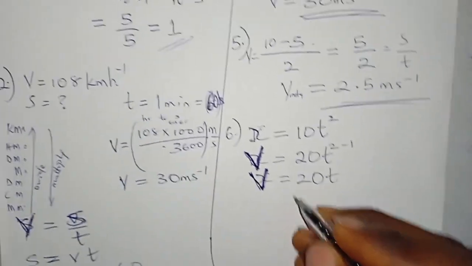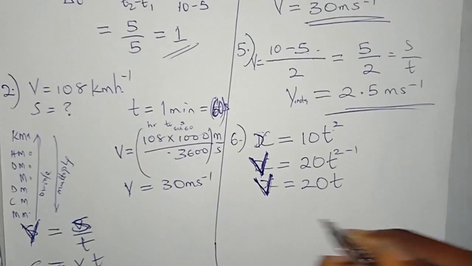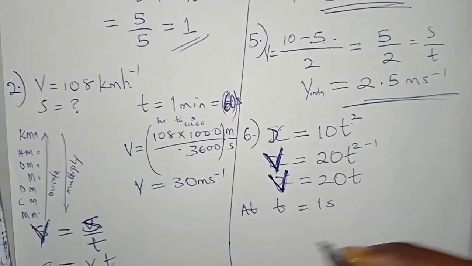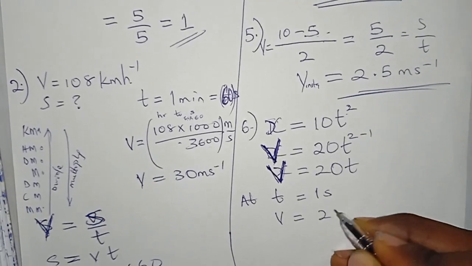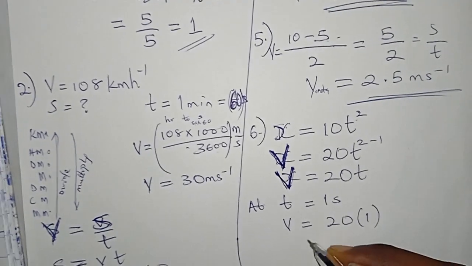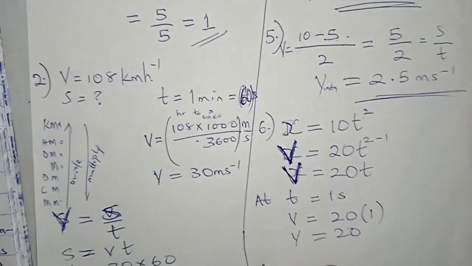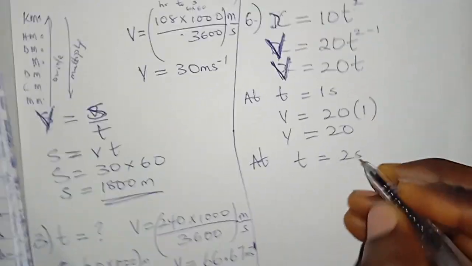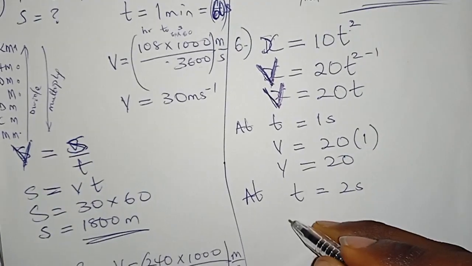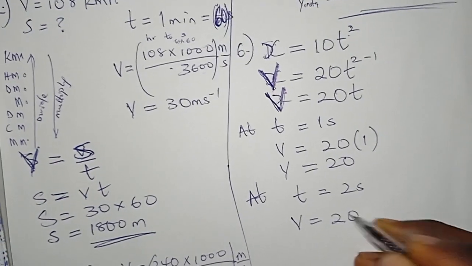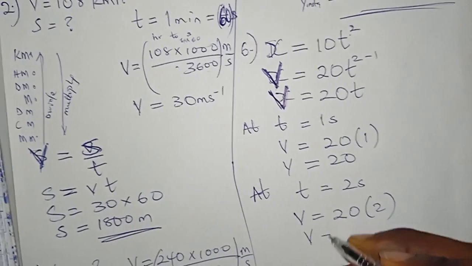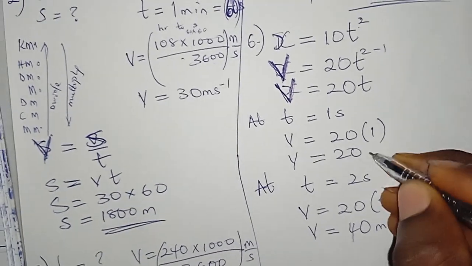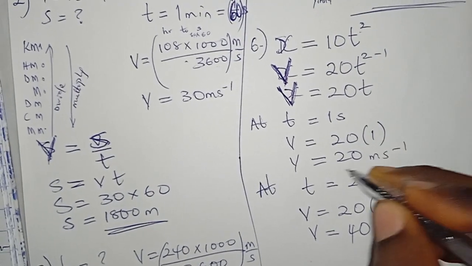They say find the instantaneous velocity when t equals 1 second. So at t equals 1 second, v will be equal to 20 times 1, which is 20. Then at t equals 2 seconds, v will be equal to 20 times 2. v will be equal to 40. The unit is meters per second.